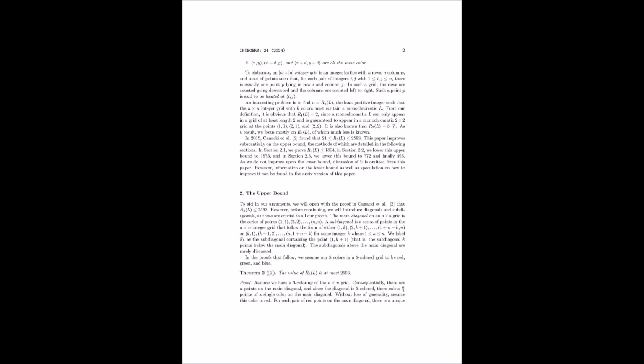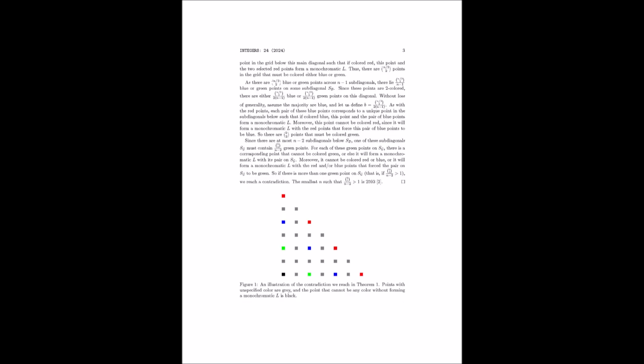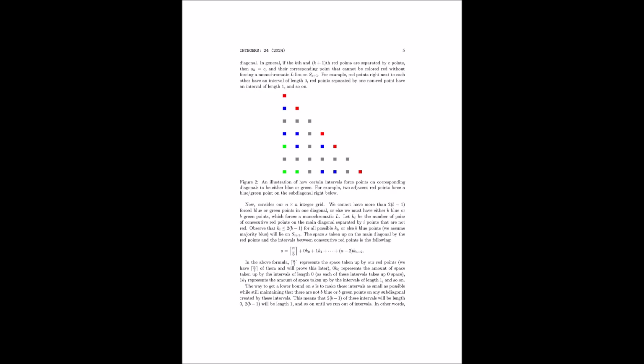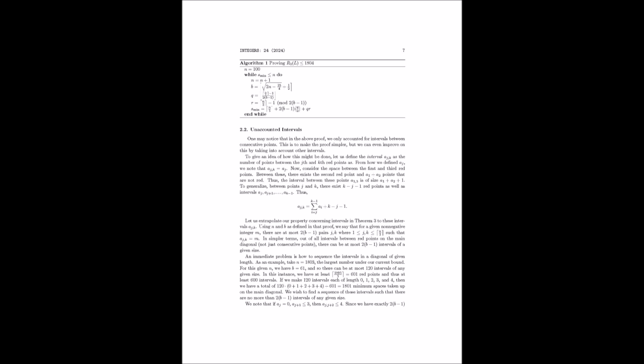Exactly. And we can denote these intervals as a sub-i, where i just labels the interval. So for example, a sub-1 would represent the number of points between the first and second red points, a sub-2 between the second and third, and so on. What's important is that each of these intervals, just like the red points themselves, forces some points below the diagonal to be either blue or green. Right, because if any point within an interval were red, it would create a red L with the two red points that define that interval. Precisely. So to avoid that, those points within the interval have got to be blue or green.